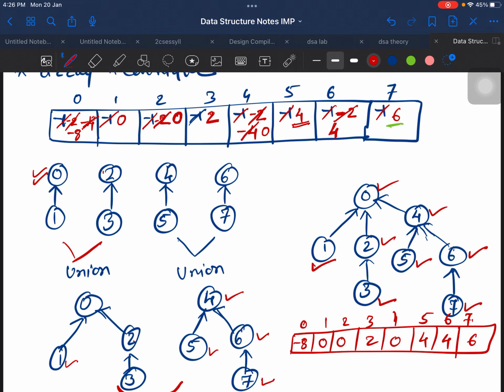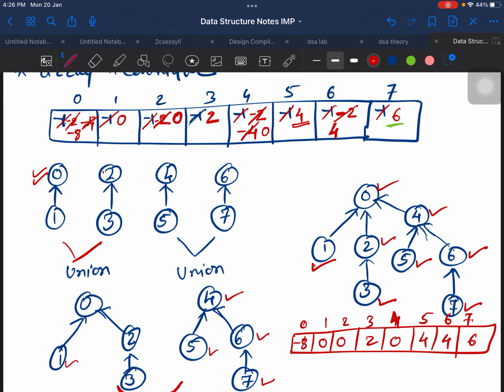Now, let us assume that if I want to search any element, how will I search? Let us assume that I want to search 7. So I will come to 7. Then I will go to 6. Then I will go to 4. And then I will go to 0. And then I will go to minus 8. Minus 8 means basically a root. So this is how we need to search the element.